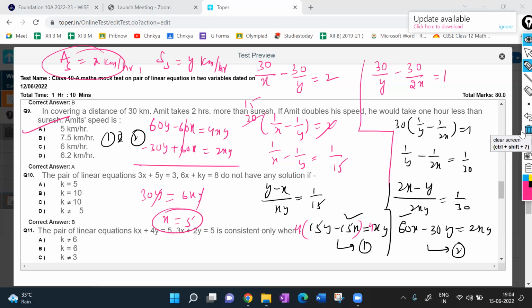I have class right now, beta. It's already 4 minutes late. So no problem. You just copy this if you want. If you want to take a snap, you can take it. And from the next question onwards, we will be solving.